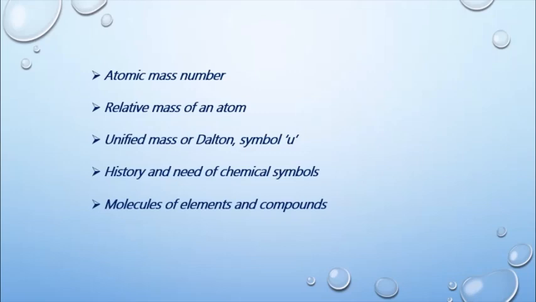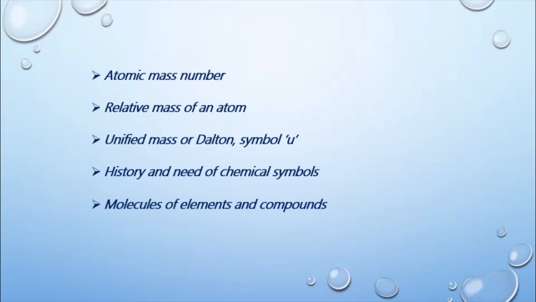Another thing is the history and need of chemical symbols. Now we all know that there are symbols given to all the elements in the periodic table. These symbols are given according to the IUPAC nomenclature, the International Union of Pure and Applied Chemistry. The symbol is according to the first letter of the name of that element, and if the first letter is already taken, then the second letter is given. The first letter will be in capital, the second in small.